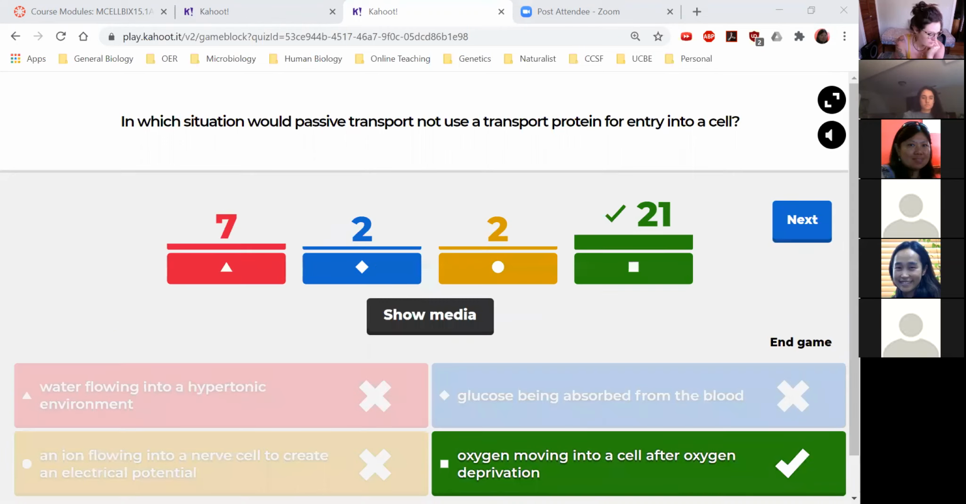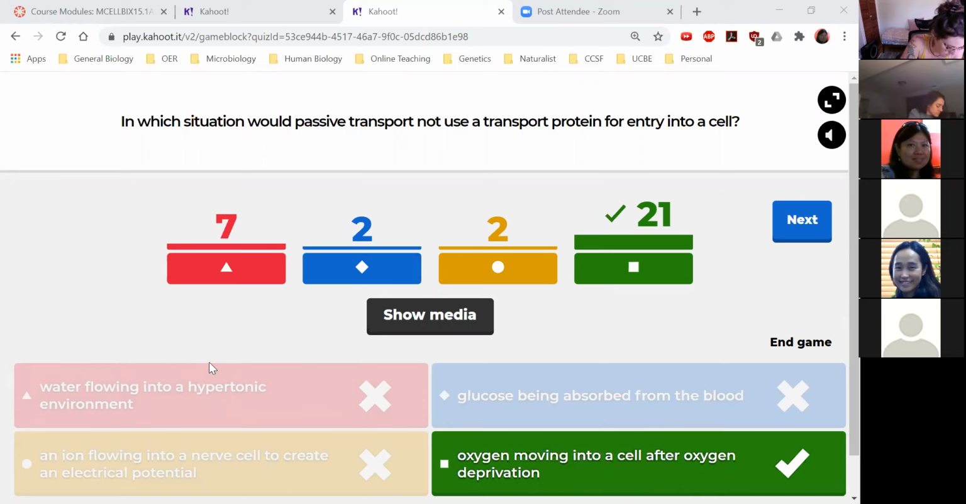Okay. So this one is a little bit tricky. It's basically asking in which situation would passive transport not use a transport protein. If you look at every single case on a case-by-case basis, take water flowing into a hypertonic solution. Remember, water follows salt. So this is energetically favorable, but by simple diffusion it happens too slow. That's why we rely on aquaporin for most cells. So that one does use a transport protein.